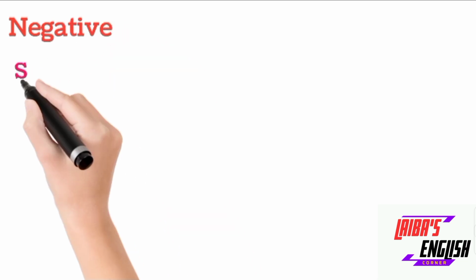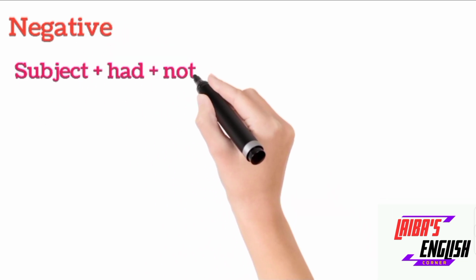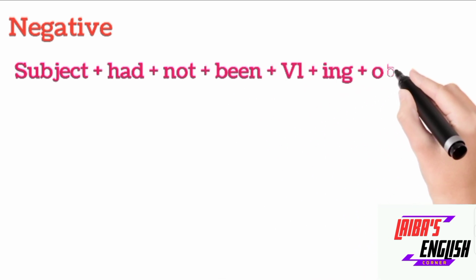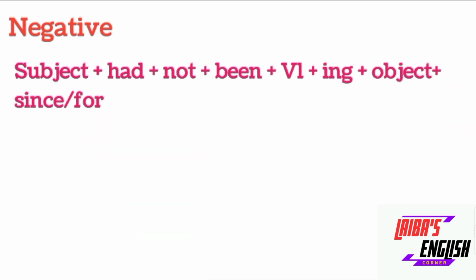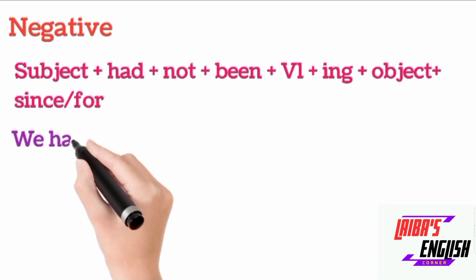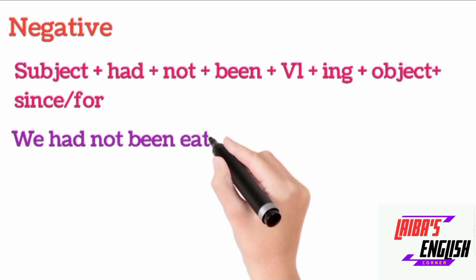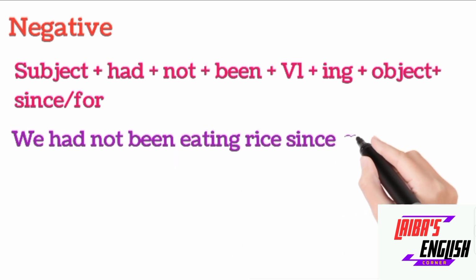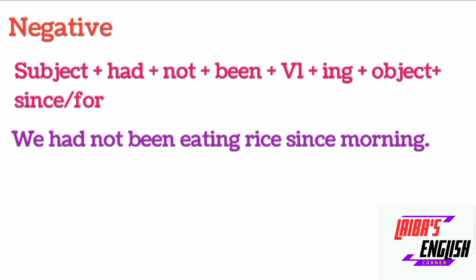And next, we have to make negative of this past perfect continuous. For making it negative, what you have to do, you have to put not after the helping verb had. So the structure will be subject plus had plus not plus been plus verb first form plus ing plus object plus since and for. For example, we had not been eating rice since morning. So we follow the structure and make a correct sentence.